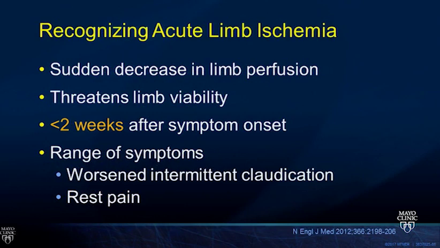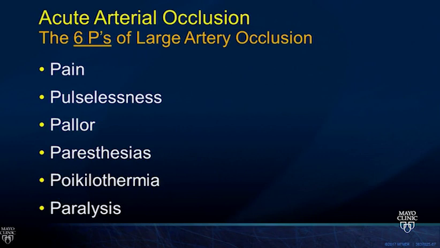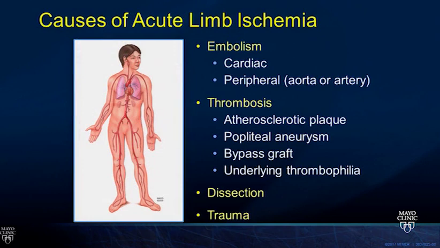So what about recognizing acute limb ischemia when patients have this? It's that sudden decrease in limb perfusion, threatened limb viability, really less than 2 weeks, again, that's a differentiator, and it can be a range of symptoms. Patients can have just a crescendo change in their pattern of claudication or the development of rest pain. Those 6 Ps we learned about in medical school: pain, pulselessness, pallor, paresthesias, poikilothermia, or paralysis. And there are a variety of causes of acute limb ischemia, from embolism related to the heart with AFib, peripheral embolism, thrombosis, dissection, and trauma.